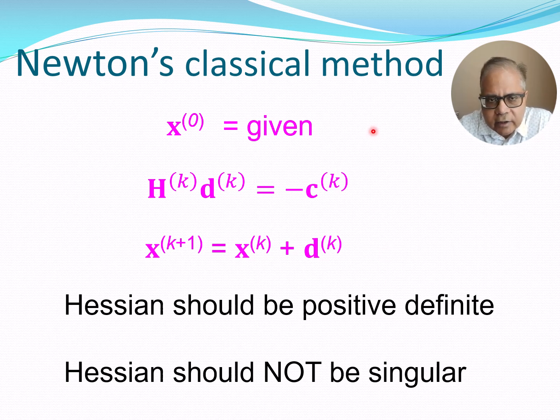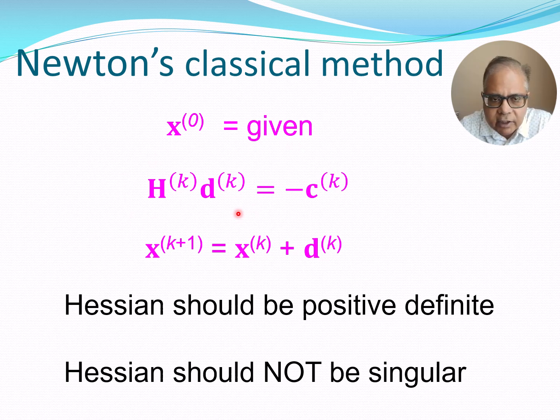So let's look at the Newton's classical method closely. Essentially you have to start with the point x0. This point needs to be given, and then you calculate the search direction using this equation here, that is H_k d_k equals minus c_k. Here of course c_k is the gradient vector, H_k is the Hessian matrix, all at point k. So you essentially have access to x_k, and then you can calculate c_k and H_k at that point x_k. Now using this system of equations you can obtain d_k.